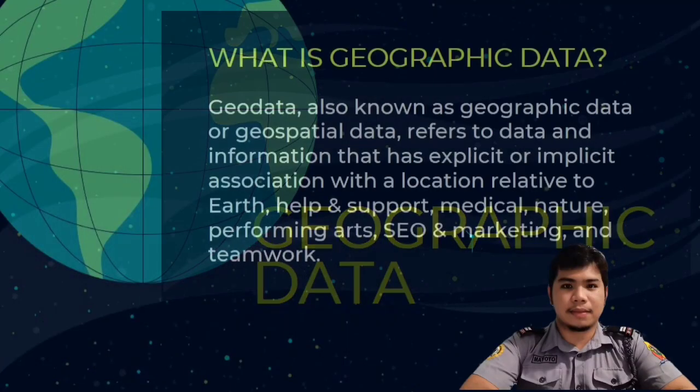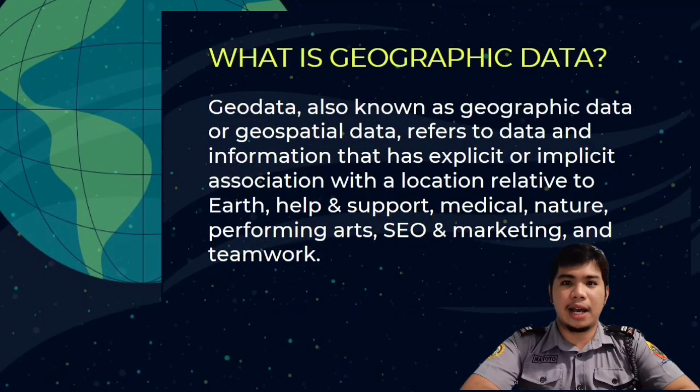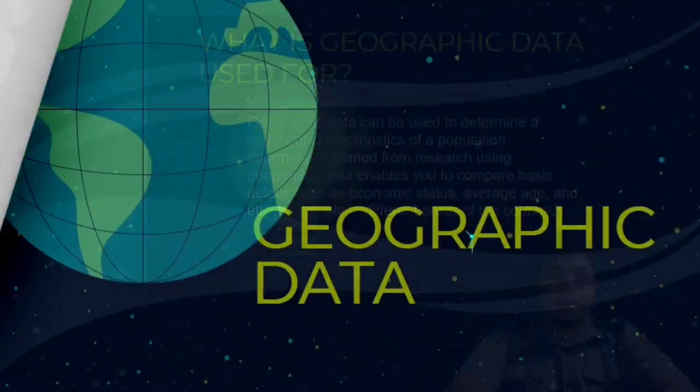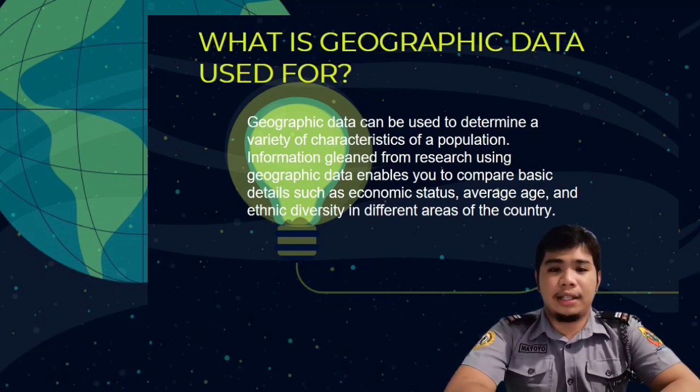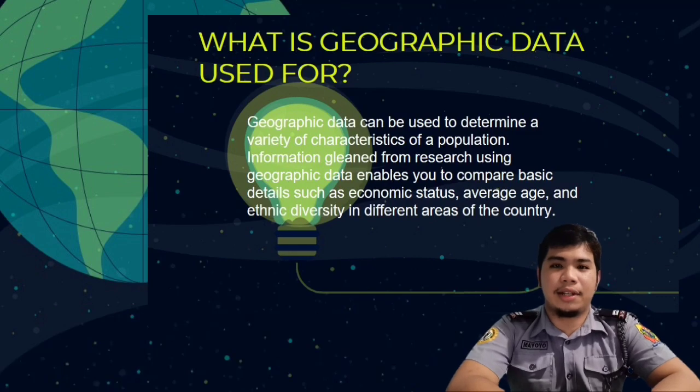Geographic data. What is geographic data? Geographic data refers to data that tackles locations, is bound to locations, and can be used in many types of methods. What is geographic data used for? Geographic data determines the populations of every country. It can scan and compare economic status, average age, and identities in every country.